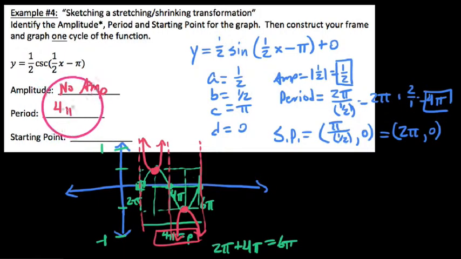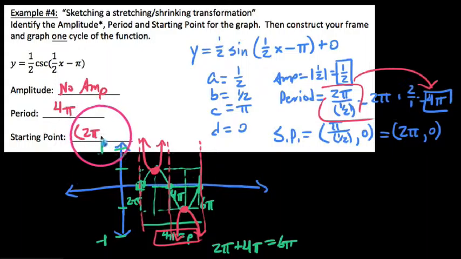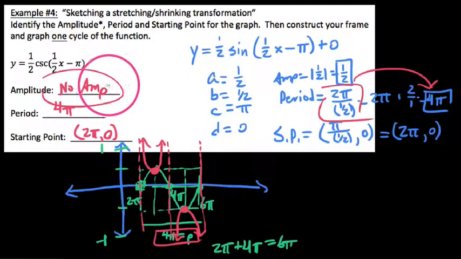4 pi, and this was the same thing we just got with 2 pi over b. And then the starting point, we saw the starting point was 2 pi comma 0. Wonderful news, it's still 2 pi comma 0 on the reciprocal function. So I suppose the only difference is that we have no amplitude. When we talk about these three values here, we just have no amplitude when it comes to reciprocal functions.